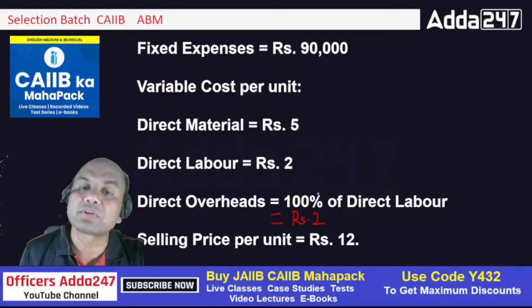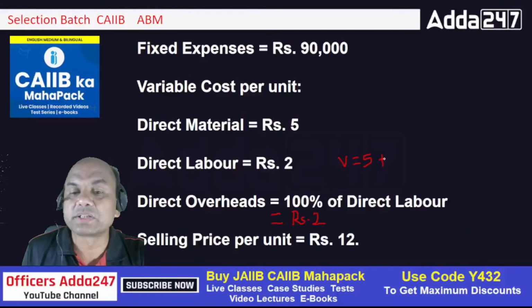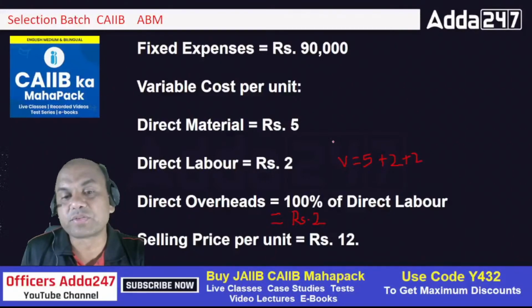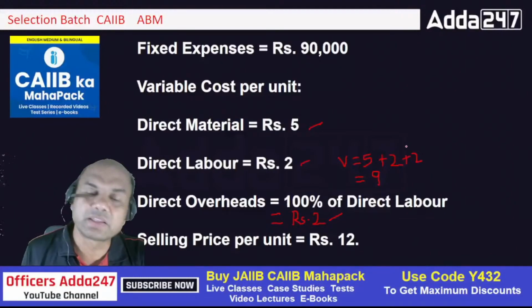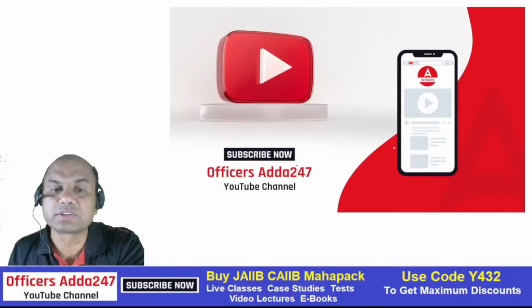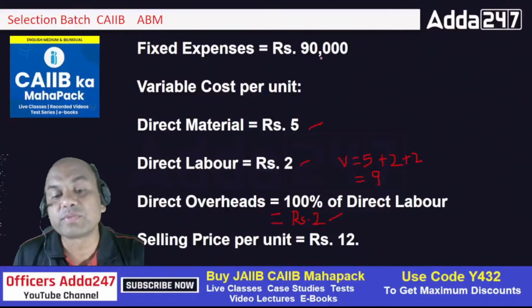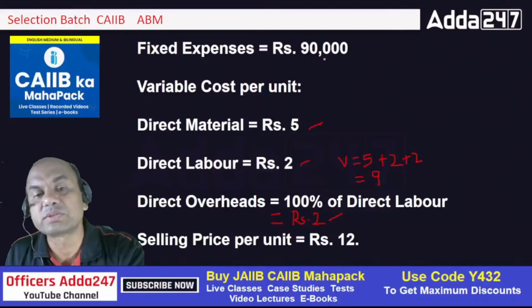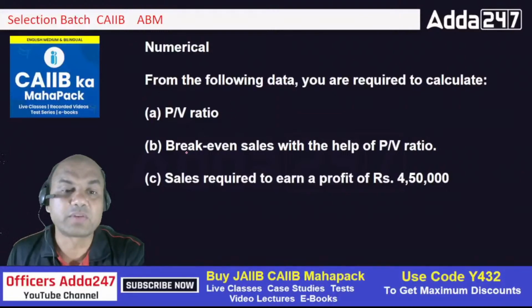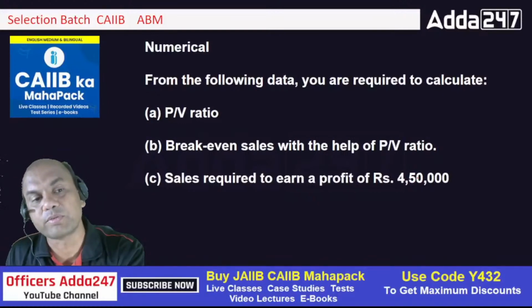So what is my total variable cost now? So total variable cost equals 5 plus 2 plus 2. See this, 5 plus 2 plus 2. So total it's 9 rupees, right? So total variable cost I am having as 9 now. Now what about the fixed cost over here? Okay, what is the fixed cost? So my fixed cost over here is given as 90,000. So what equation will I use now? See here, what do I want? My first question was PV ratio. Second one was break-even sales. And third one was sales required to earn a profit of 4,50,000.